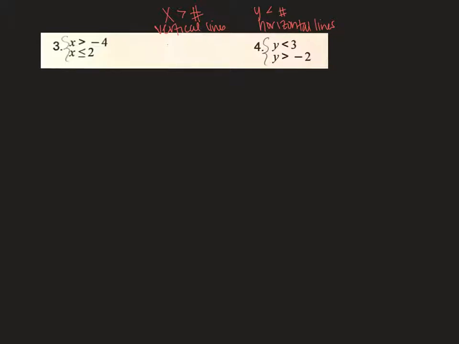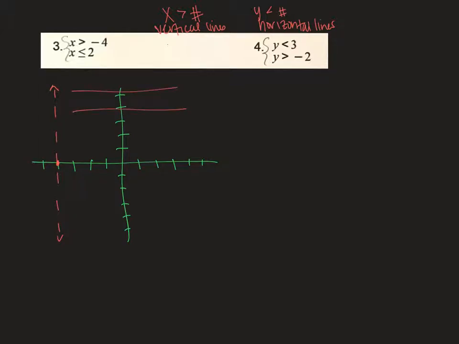So same thing we're doing here. So x is greater than -4. We're going to go over to -4 on the x-axis. It's just going to be a vertical line. Since it's just greater than, it's going to be a dotted or dashed line. Greater than, so x numbers get bigger as we go to the right. So greater than is going to be to the right.